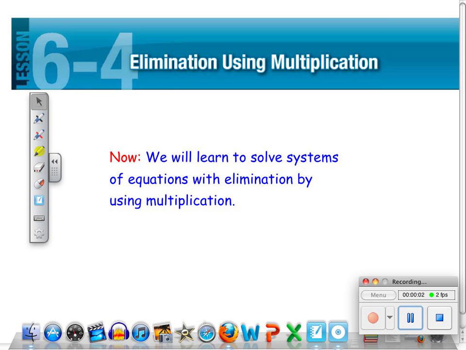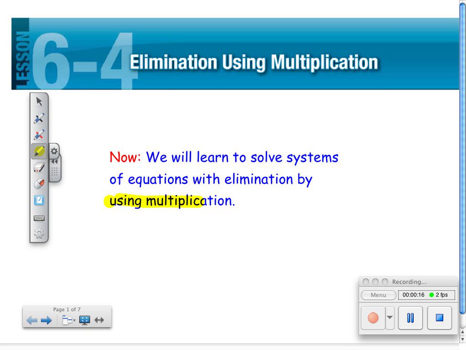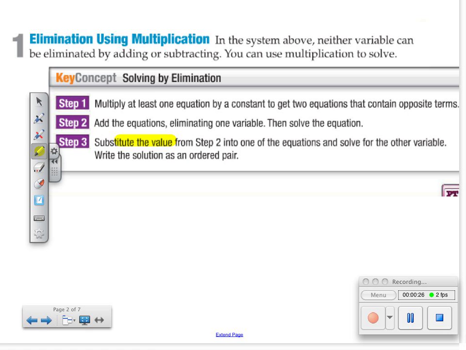Okay, 6-4, elimination using multiplication. So, the last lesson we learned how to solve systems of equations with addition and subtraction. Today we're going to do the same principle, but we're going to be multiplying parts of our terms of our equation to get them to work for elimination.